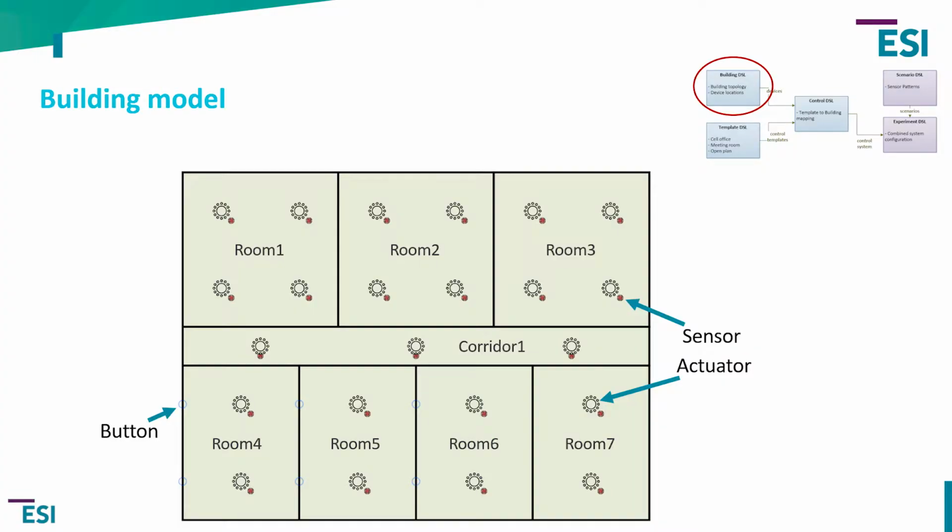So what is in a building model? The building model specifies the rooms. You see that here. We have 7 rooms and we have a corridor. And for each room you can specify actuators, these nice sun-like icons. We have sensors, presence sensors, detecting people, but we also have buttons. You can specify that all in your building model.